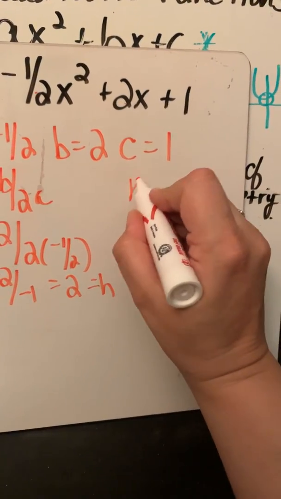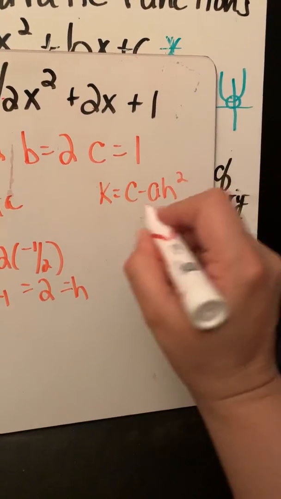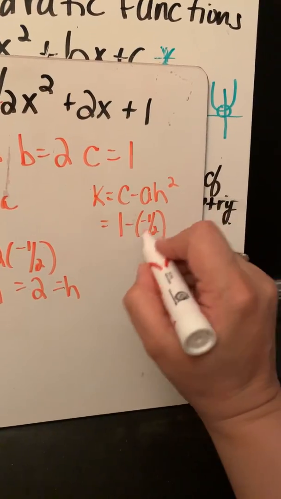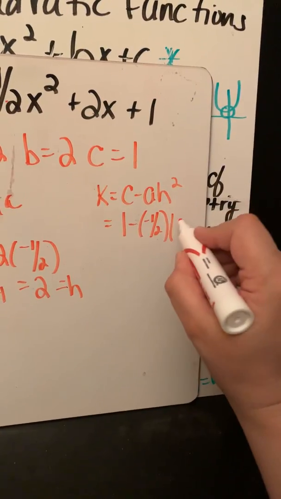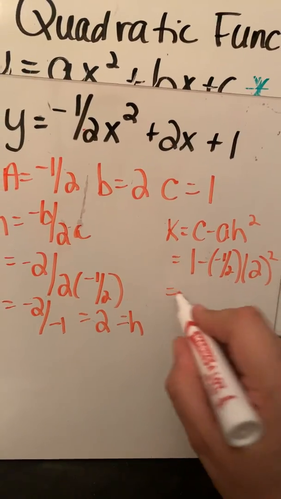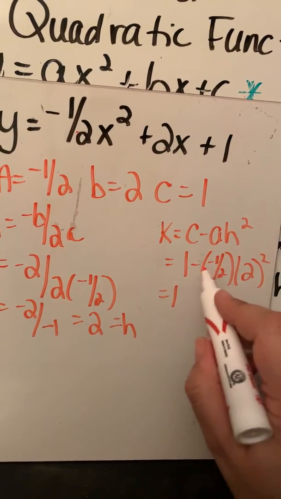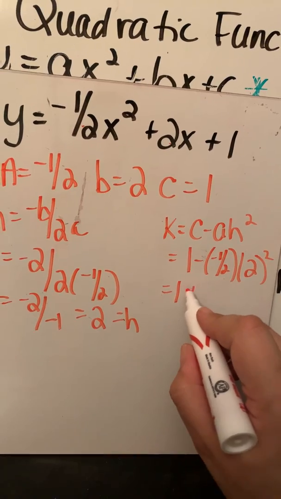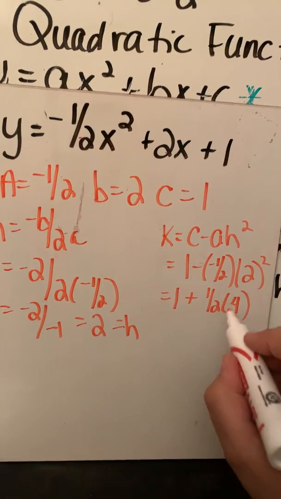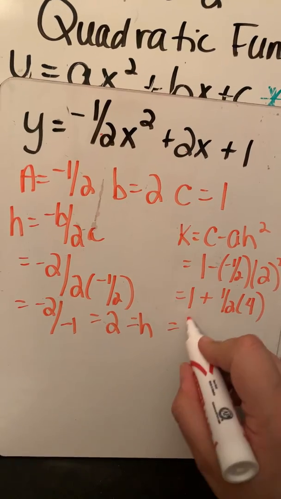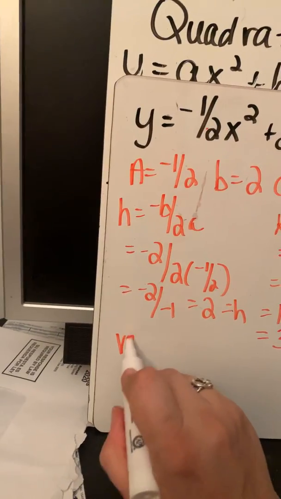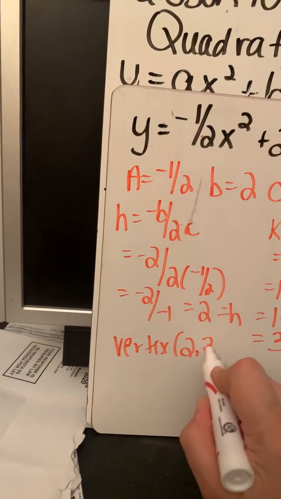So now find your k. k equals c minus a h squared. c is 1. a, again, is negative 1/2, and notice I put parentheses around it because of that negative. h is 2. By order of operations, the only thing being squared is just that 2. So I'm going to have 1, two negatives equal a positive, 1/2 times 4, because I squared that 2. What's 1/2 of 4? 2. 1 plus 2 is 3. My k is 3. So my vertex is going to be at (2, 3).